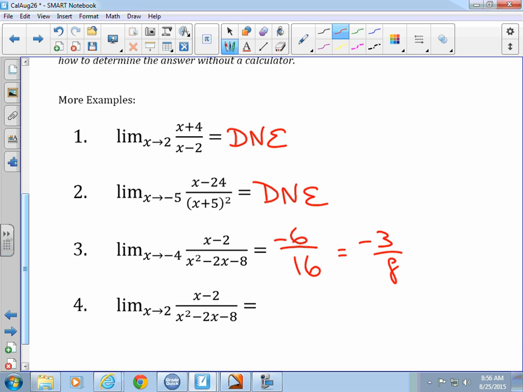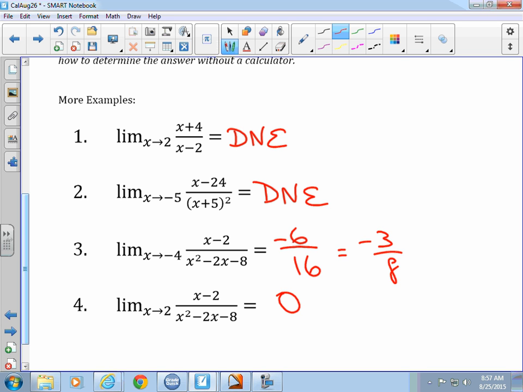The bottom one, what do I get if I plug in 2? 0 on top. Okay, so that's that limit. If I get 0 on top and a number on the bottom, that limit is 0.